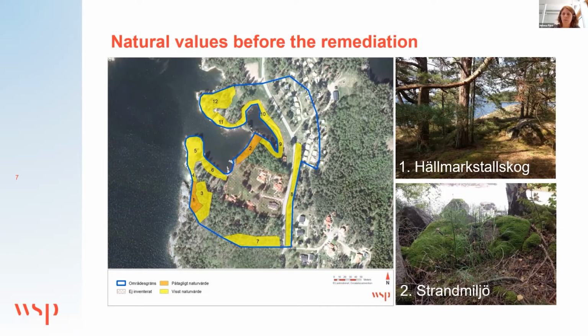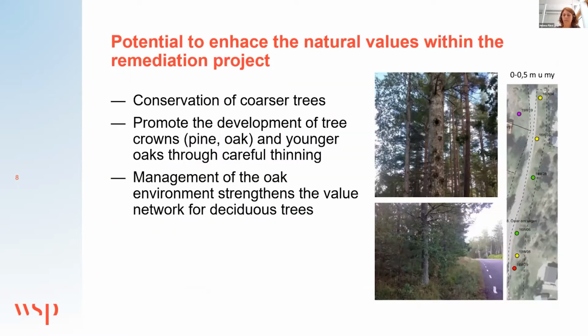The first one was an older, broad-crowned and sunlit pine area with conditions for species diversity. And the second one, in the central part of the area, was a shore environment with values for biological diversity in the transition zone between terrestrial and limnic environment.